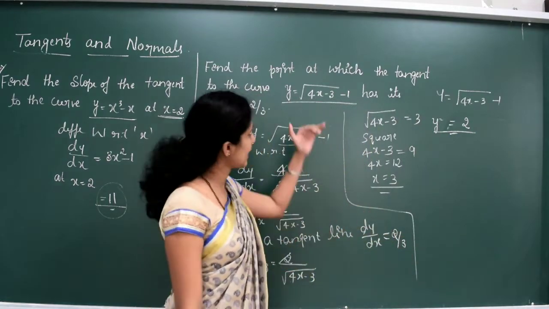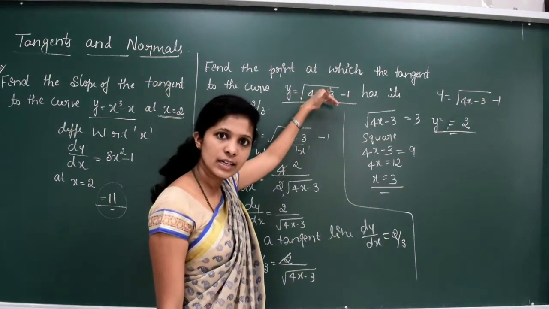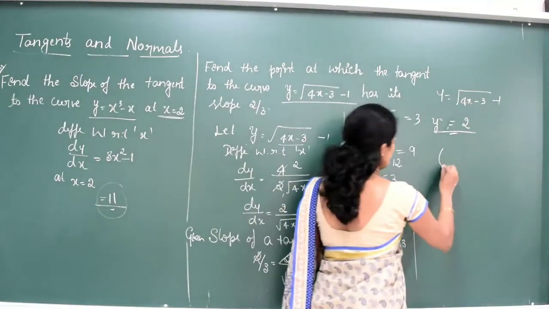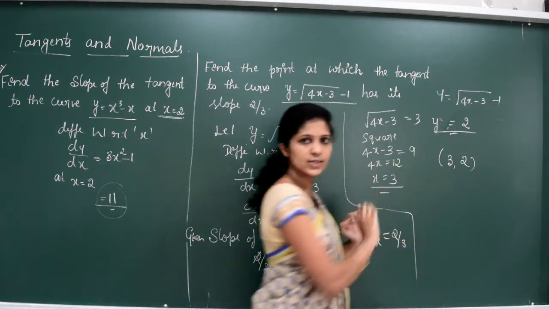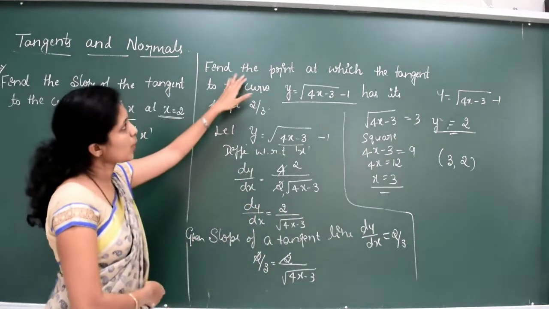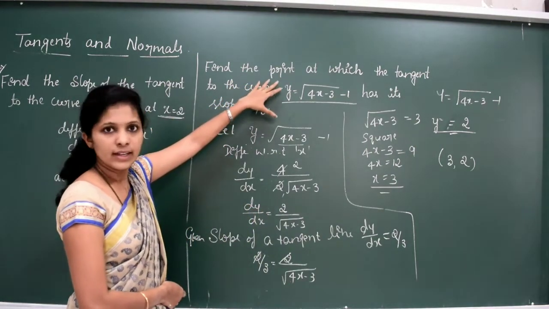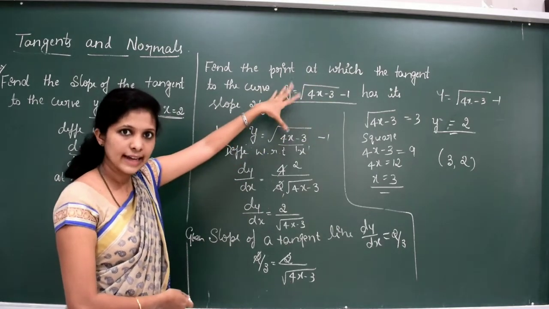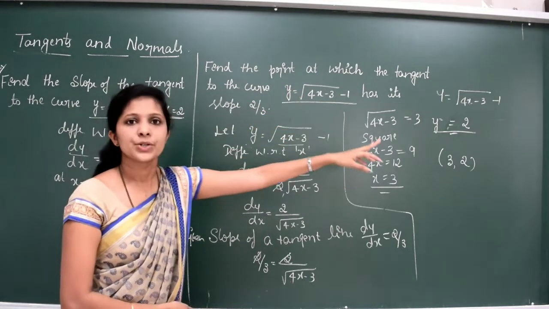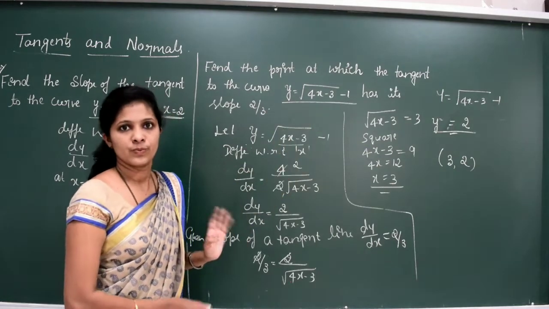So the tangent line touches the curve at the point 3, 2. X is 3 and y is 2. Finally, you have to write the point at which the tangent line touches the curve. Sorry, you have to write: the tangent line touches the curve at the point 3, 2.